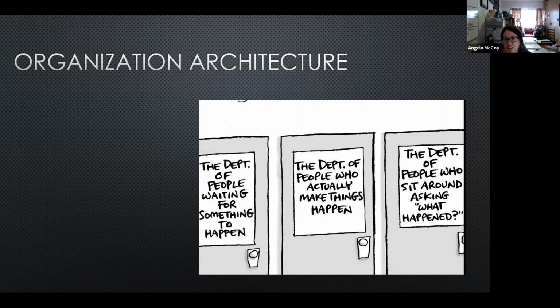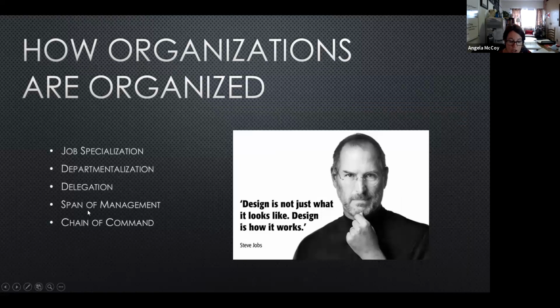Major considerations for organizing a business. The factors to consider when deciding how to organize a business or a firm are job specialization, departmentalization, delegation, span of management, and chain of command. So we're going to go ahead and break those down one by one really quickly.